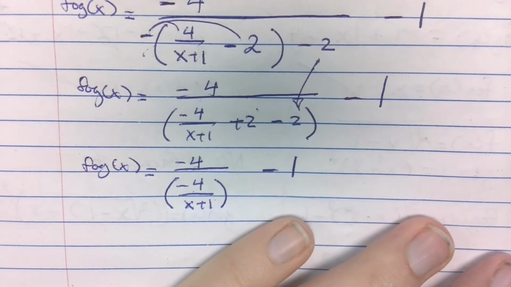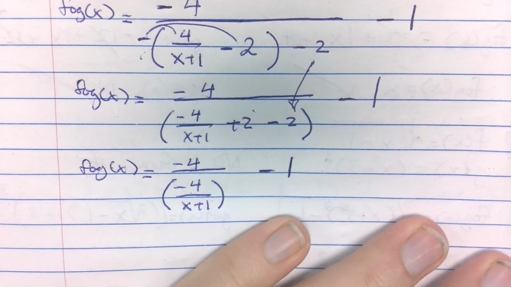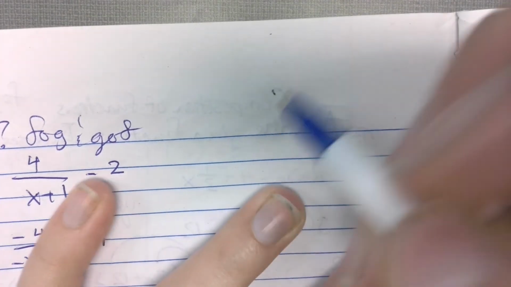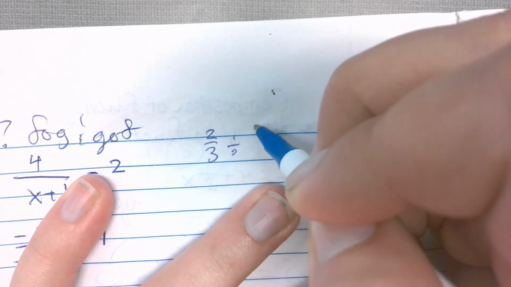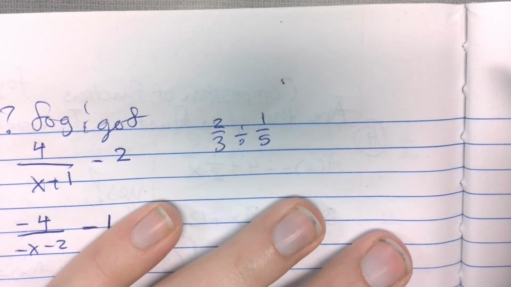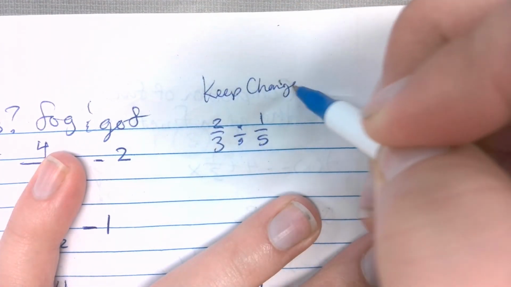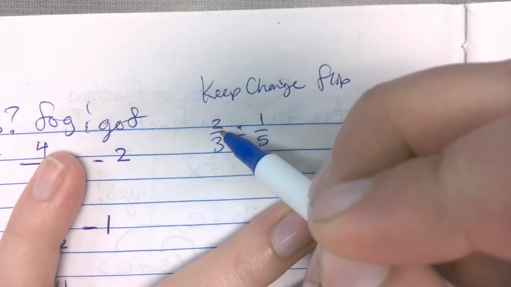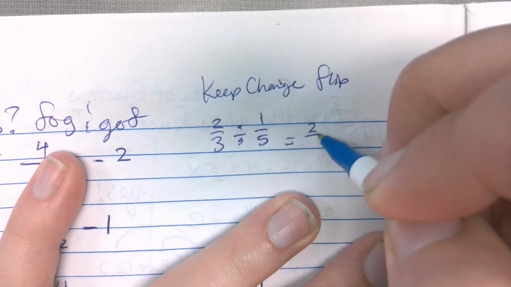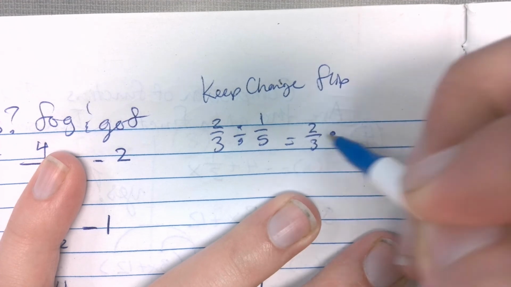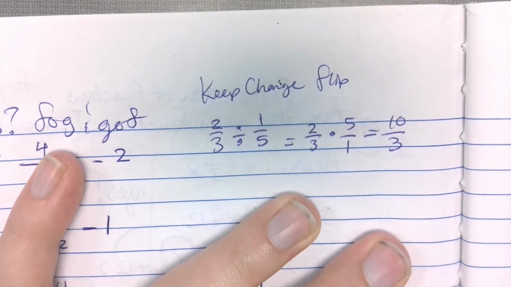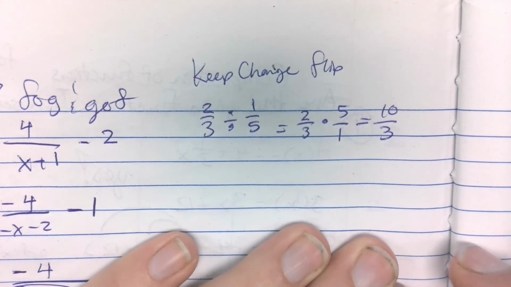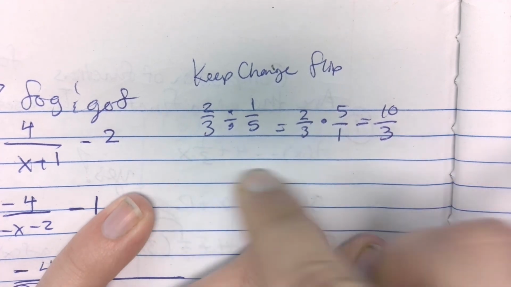Do you guys remember, can I scroll up to the top and write some other stuff real quick? Do you remember if you had 2 over 3 divided by 1 over 5, how to do that? It's keep, change, flip. This one stays the same, you change the divide to a multiply, and you flip the fraction over, then you just multiply straight across. I'm going to give you a second to write that down so you can reference it.